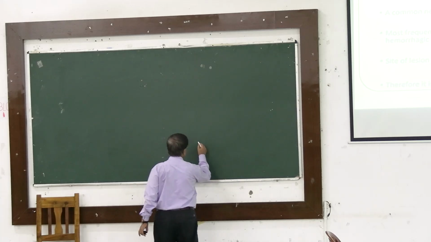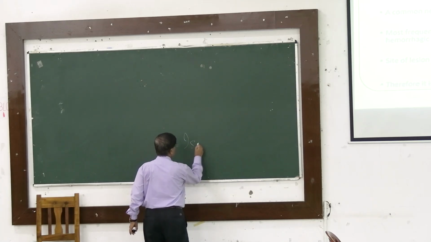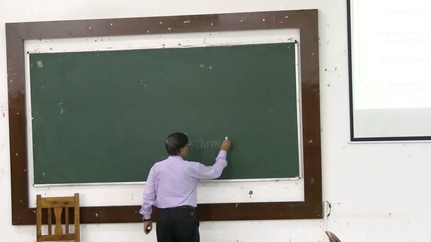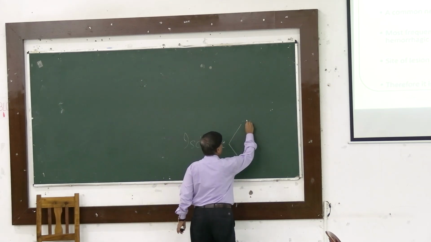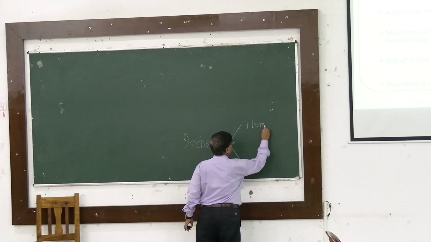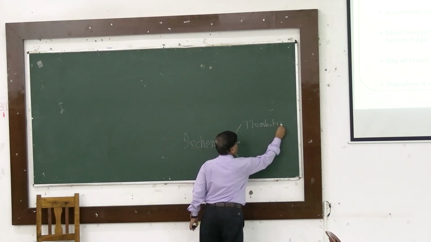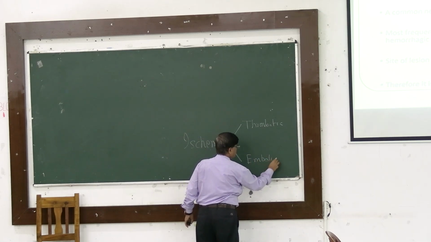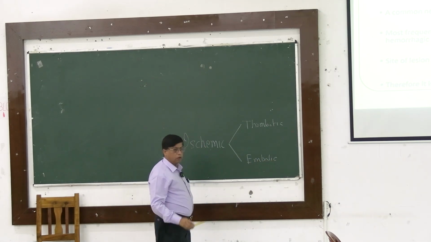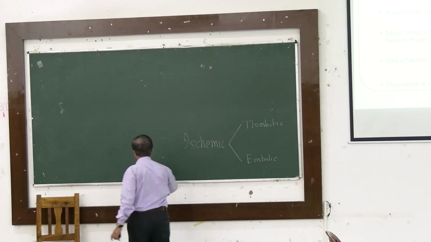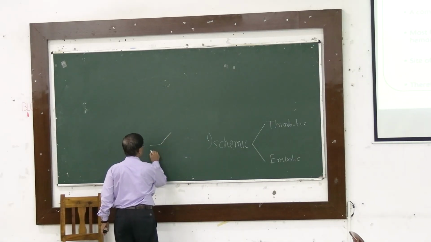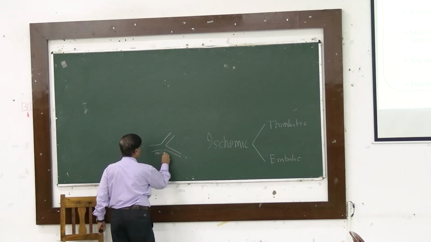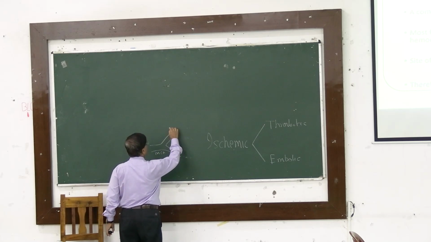Ischemic stroke. So, I am just describing how the ischemic stroke occurs. Ischemic stroke may be thrombotic, or it may be embolic. What is a thrombus and what is an embolus? Thrombus, you know, if this is the artery, suppose this is the middle cerebral artery and this is its anterior branch.